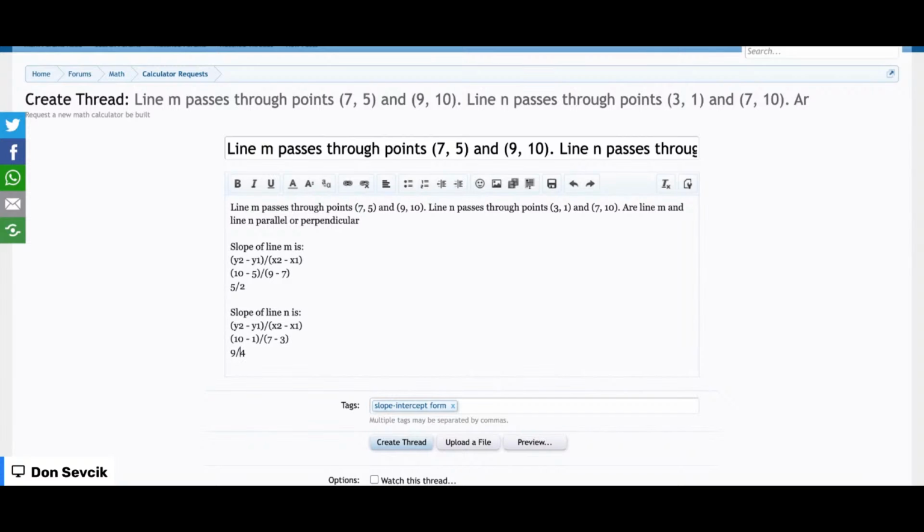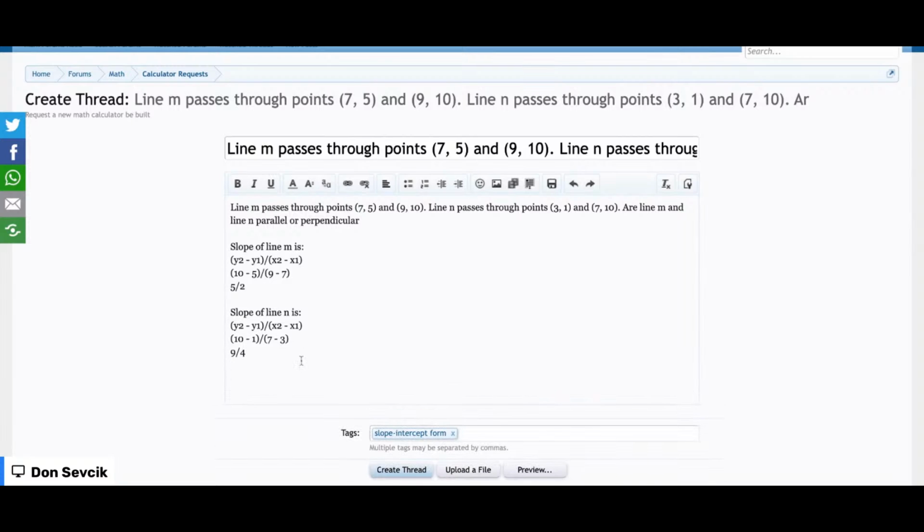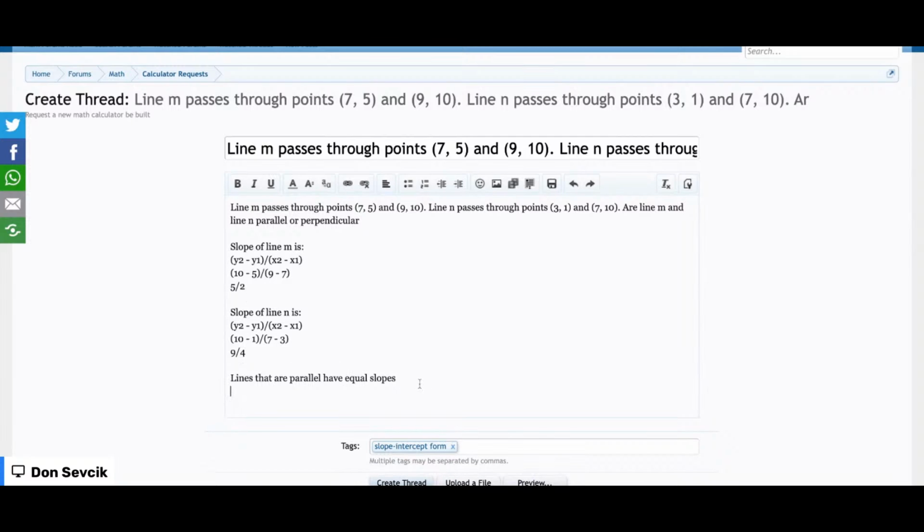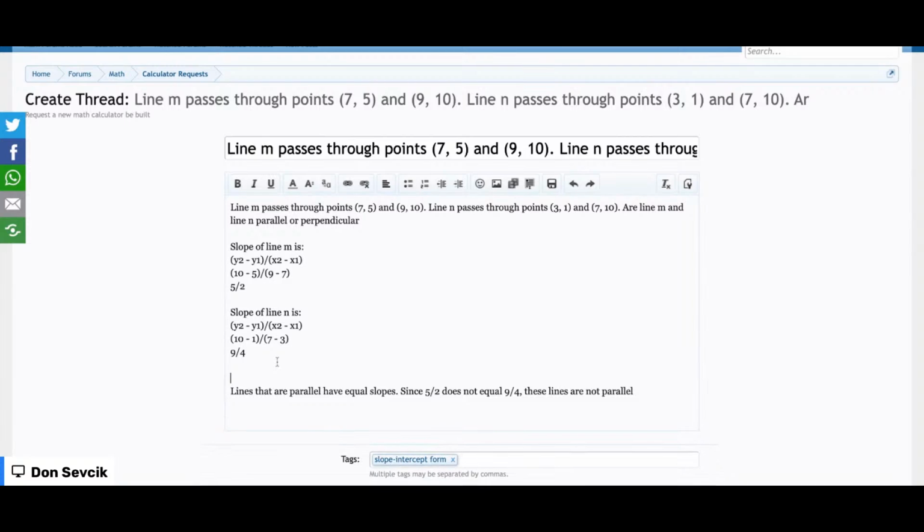So the question asks, are they parallel or perpendicular? Lines that are parallel have equal slopes. Does 5 halves equal 9/4? Since 5 halves does not equal 9/4, these lines are not parallel. Run 3 checks on the slopes. So we got check number 1.